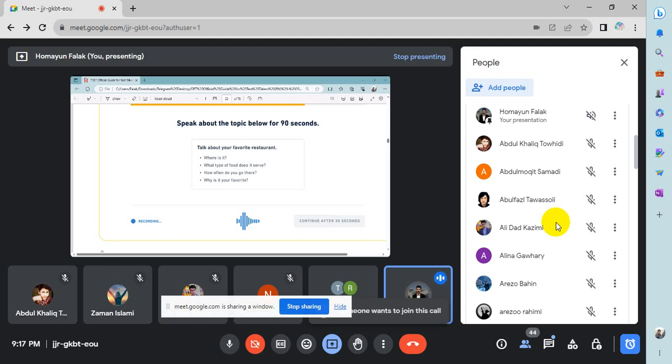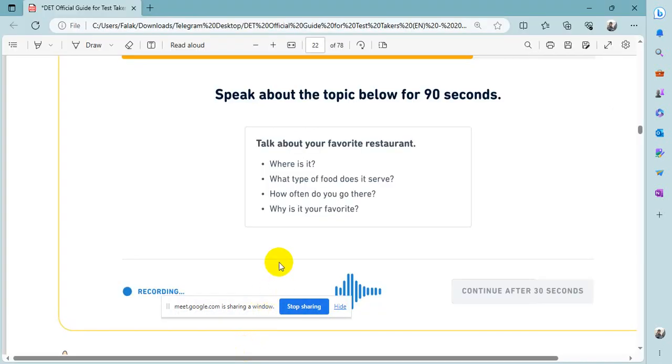I have expanded, okay? And you're also required to expand the answer. For the next part, for example, what type of food does it serve? How often do you go there? Why is it your favorite? Do the same thing. When they ask you what type of food does it serve, don't just say this kind of food. Or how often do you go there? Don't just say, for example, once a week or once a month. Or why is it your favorite restaurant?